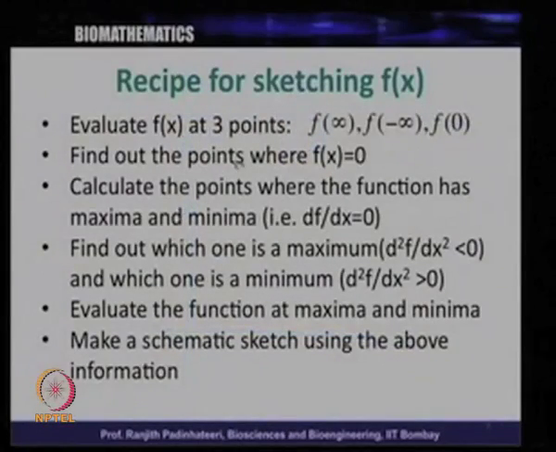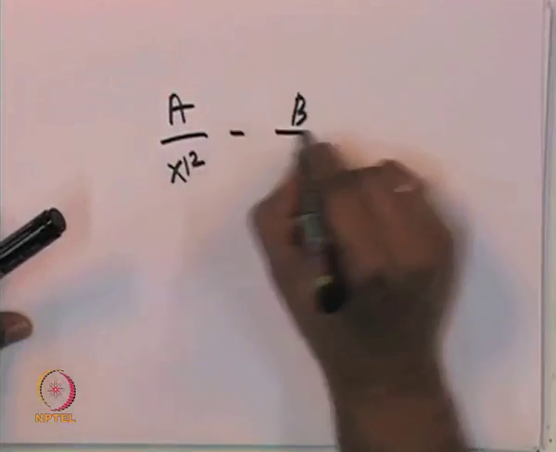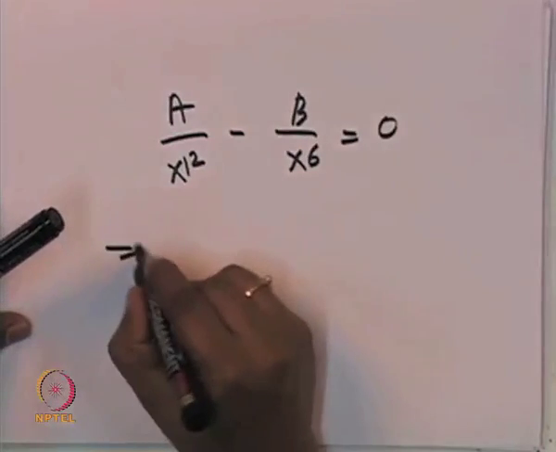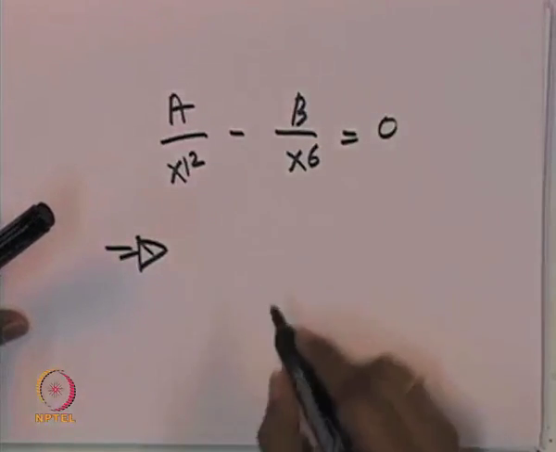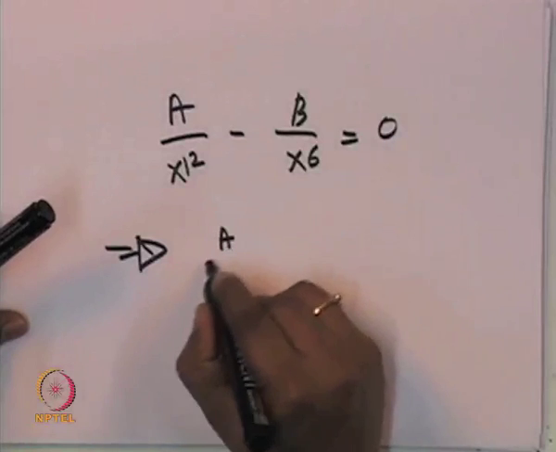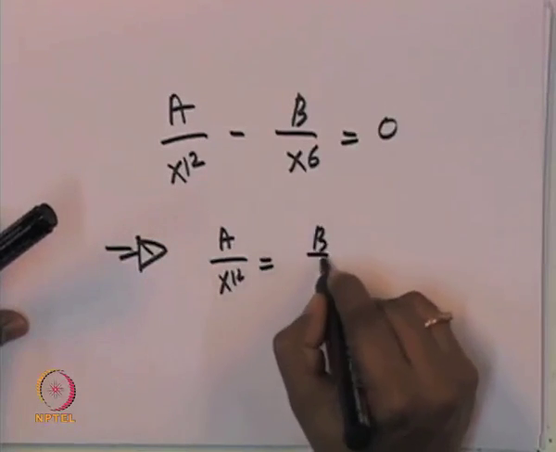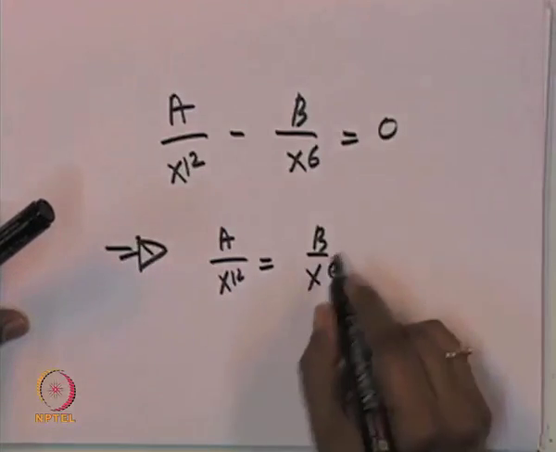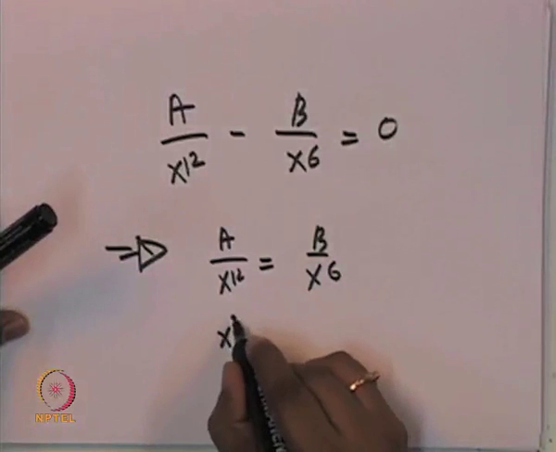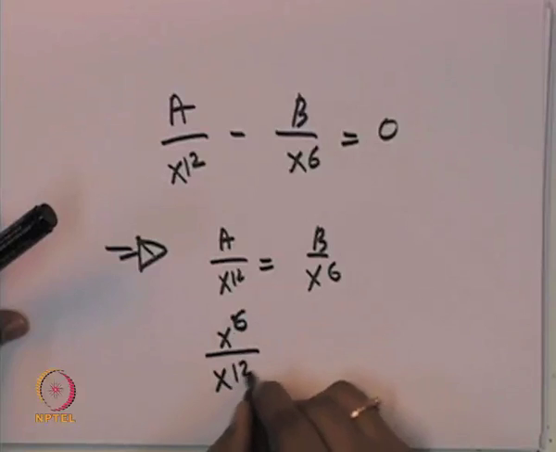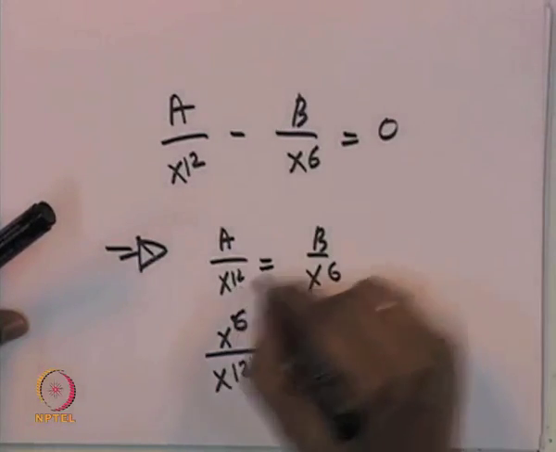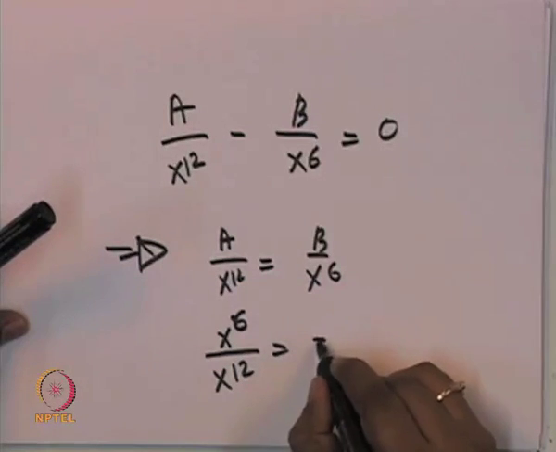The second recipe is to find out the point where f of x equals 0. So the next point is to find out where this function is 0. Let us quickly do this, the protocol number 2, which is to find out where a by x power 12 minus b by x power 6 equals 0. What does this imply? This means that a by x power 12 equals b by x power 6.